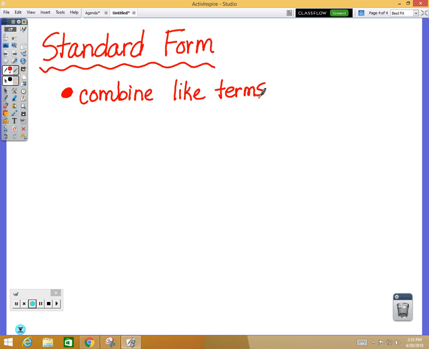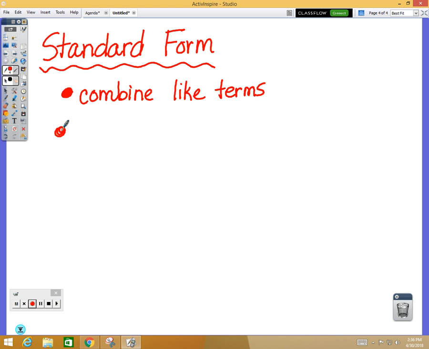Has to be the same exact variable and exponent. So you can't do an x squared and an x. Those are not like terms. X squared and x squared would be the same. X and x would be the same. X cubed and x cubed are the same. But you can't combine it just if it's the same letter. So it has to be the exact same variable and the exact same exponent. Okay? So combine like terms.